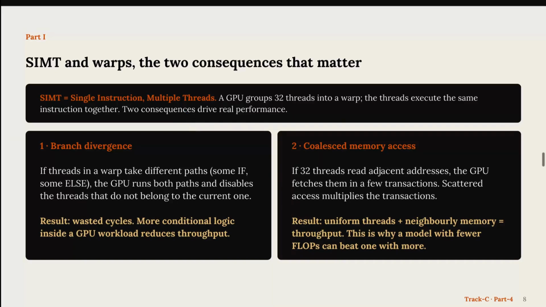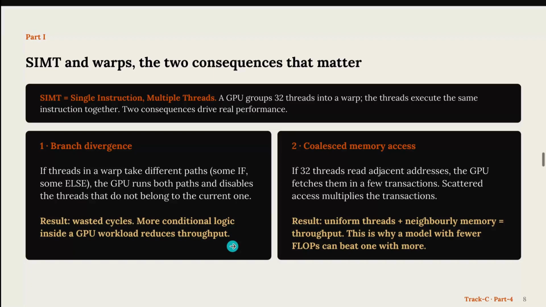on these GPUs. Especially in NVIDIA's case, a GPU takes groups of 32 threads into a collection called a warp, and these threads execute the same instruction collectively. Two consequences drive real performance. Branch divergence is very minimal, that is, if-then-else conditions are not really there. If they take it, the branching happens and the compute will be sitting idle, as in wasted cycles. The compute is not fully used. So more conditional logic inside a GPU typically reduces the throughput.